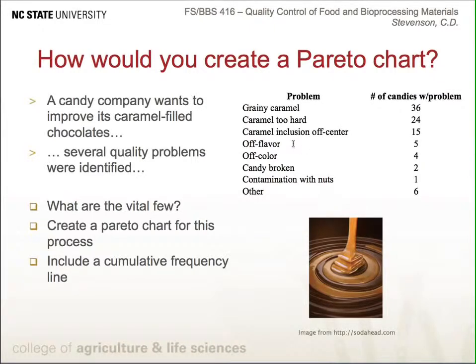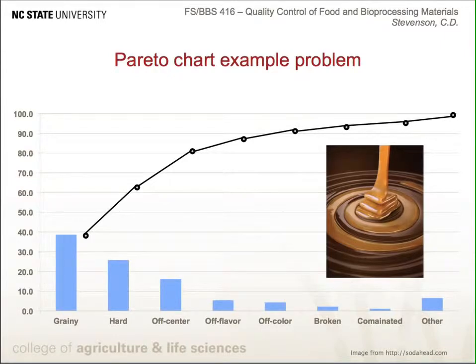Some of them just have horrible off flavors, or the color is just way off, and you can count the number of candies with each of these problems. With this data, you should be able to identify what are the vital few, what are the useful many. You should be able to create a Pareto chart that would illustrate each of these defects. And you should be able to include a cumulative frequency line on that chart. Here's what that chart should look like.